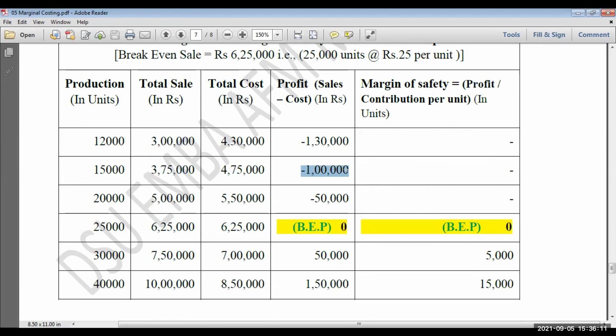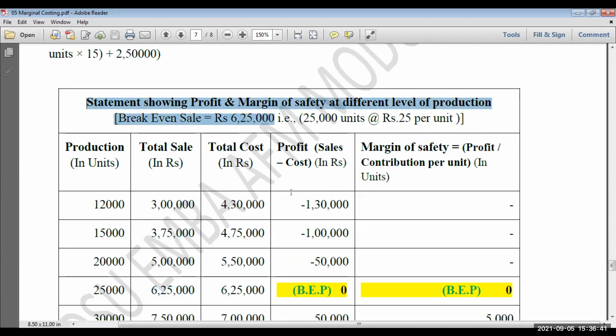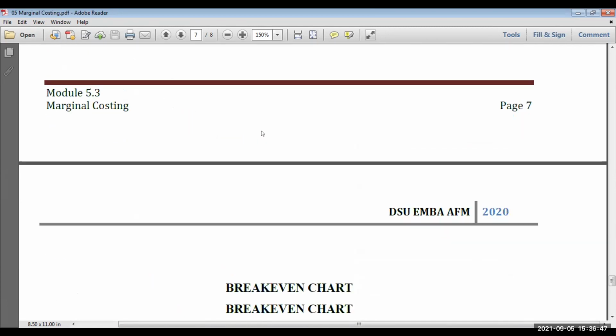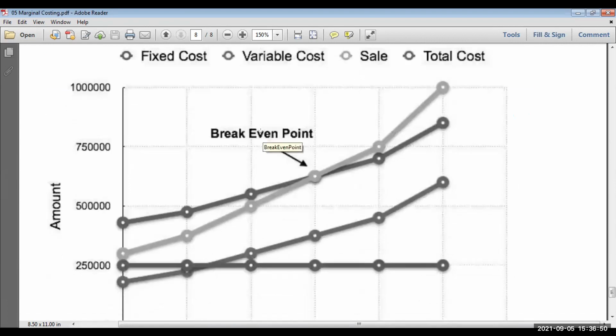Just like that, you do for all. At one point, you'll get 0 as your profit. That stage is called the break-even stage, break-even point. This 25,000 is the break-even unit. 6,25,000 is the break-even point in value of sales. Any doubt? You need not calculate like this in the exam. You have to go by this equation. So this is the break-even point chart.